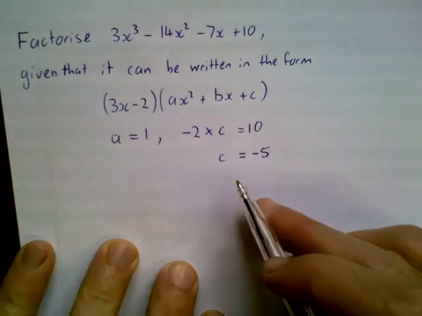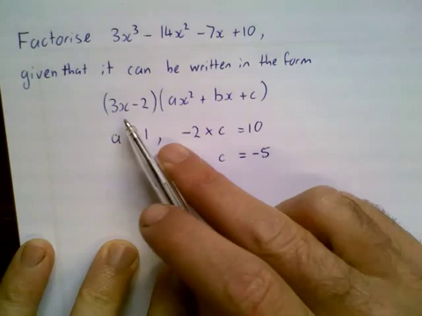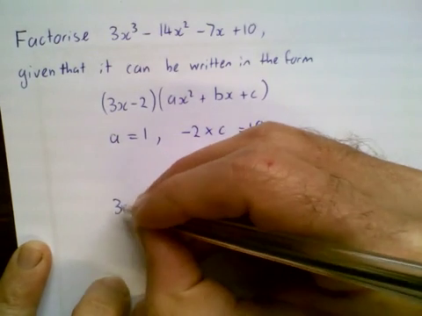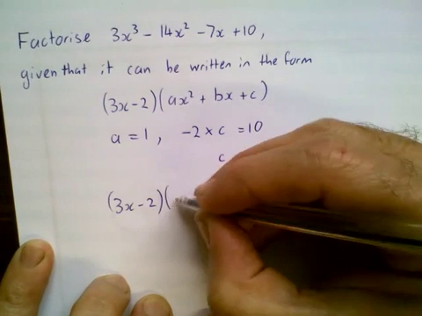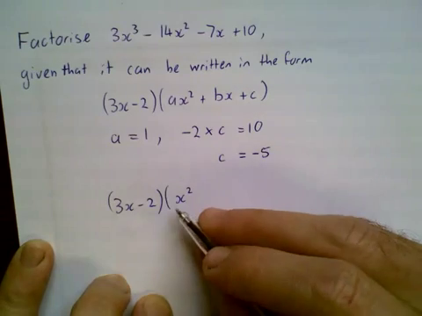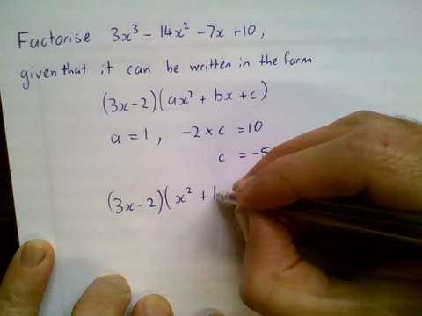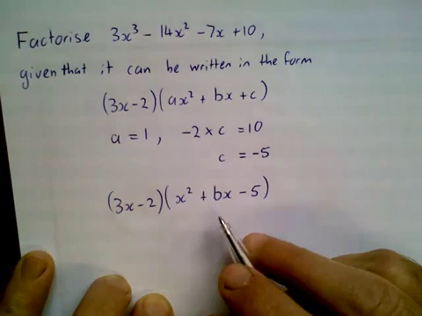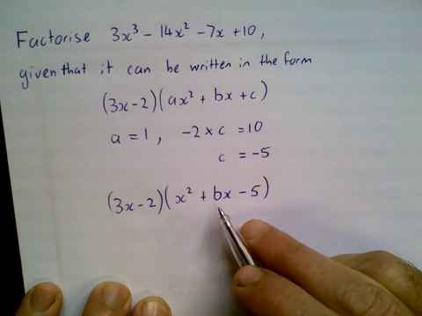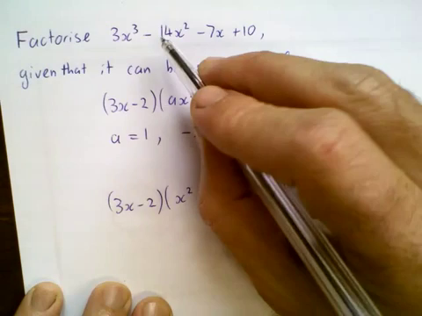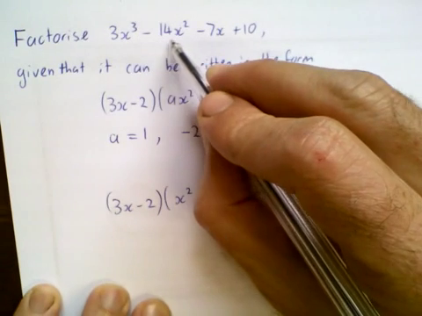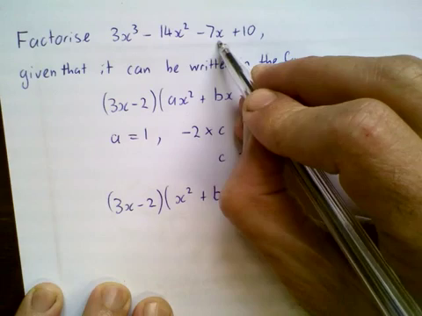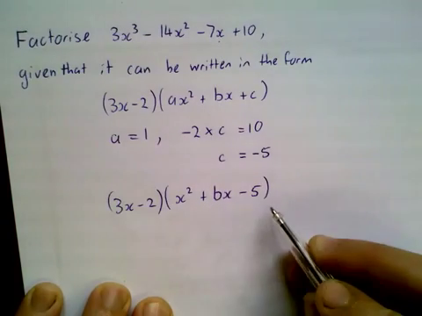So now that we've got the a and the c value, we can substitute those values back into our expression. We have 3x take 2 times x squared, or rather as x squared is really 1x squared, plus bx, and take 5. Now we just need to find this coefficient b. Now to do that, we can either inspect the x squared term, negative 14x squared, or the x term, negative 7x, and compare coefficients when we expand out our brackets.